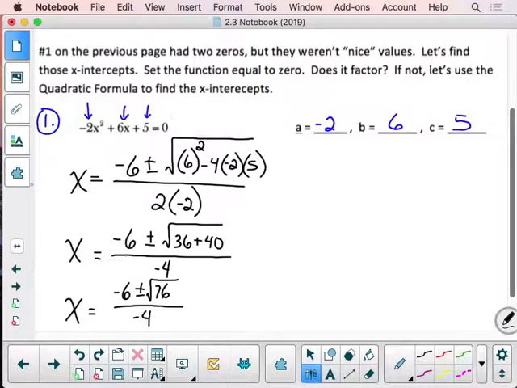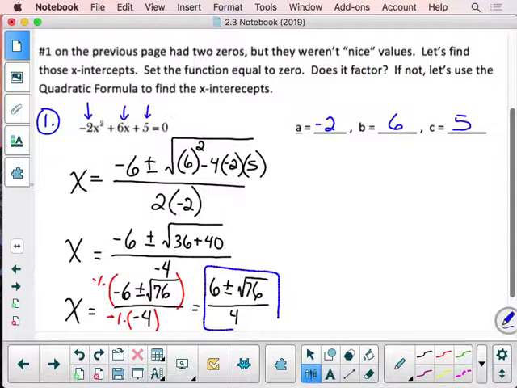Now, I'm not going to lie. If I ask you for exact answers, the only thing I wouldn't like about this is the fact that it has a negative in the denominator. If we were to multiply top and bottom by a -1, we could keep ourselves an equivalent ratio, so it'd be the same solution, but eliminate that negative in the denominator. So if we multiply top and bottom by -1, what we end up with is 6 plus or minus the square root of 76, all divided by 4. And that would be what I would want to have if I asked for exact answers.